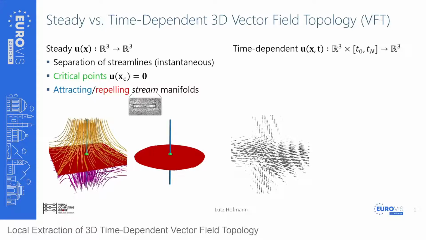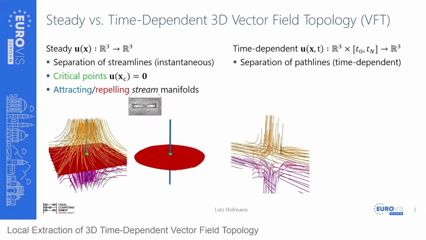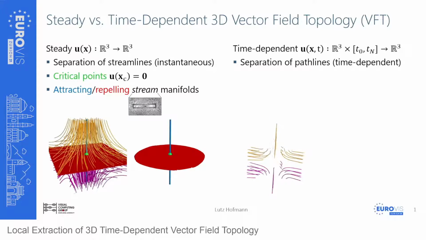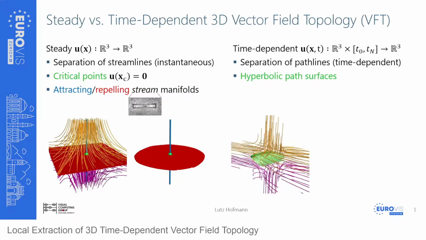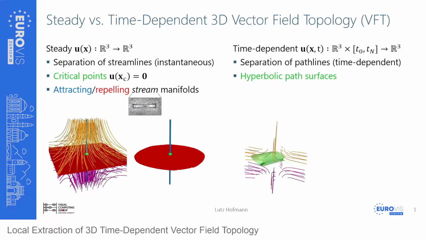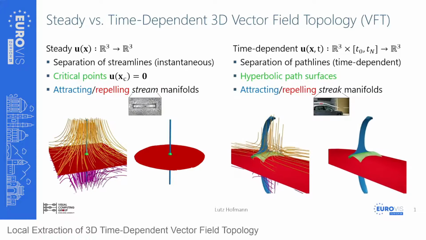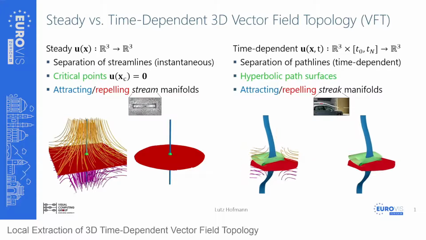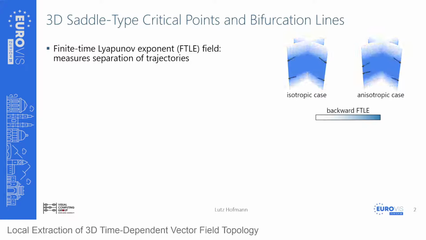Time-dependent vector fields vary over a finite time interval. There we are interested in the separation of path lines, which are time-dependent trajectories that additionally depend on an initial time. As we are going to discuss, the counterpart to critical points in this case are hyperbolic path surfaces, which exhibit attracting and repelling streak manifolds, which take on the roles of the invariant manifolds from steady vector field topology. Separation of trajectories is measured by the finite time Lyapunov exponent.